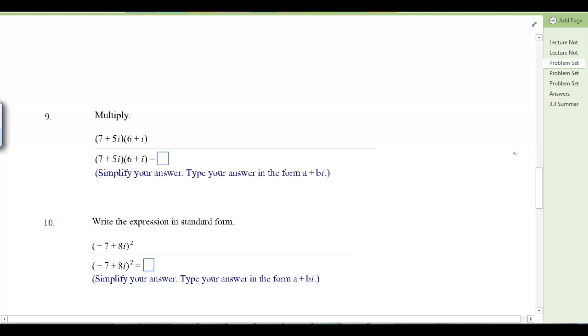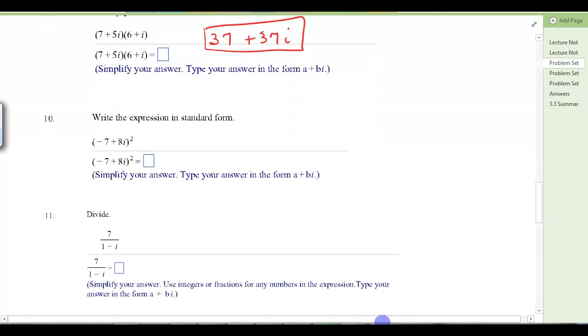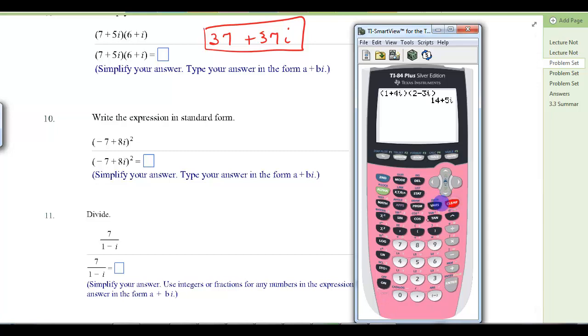Same thing for number 9, and when you do that in the calculator, you end up getting 37 plus 37i. When you do this one, you can put it in just like that. You can put parentheses, negative 7 plus 8, second decimal, close, and hit your squared key. And hit enter. Negative 15 minus 112i.